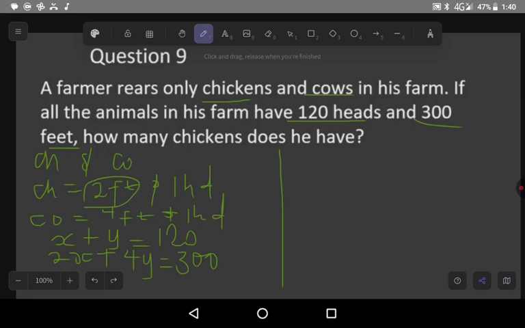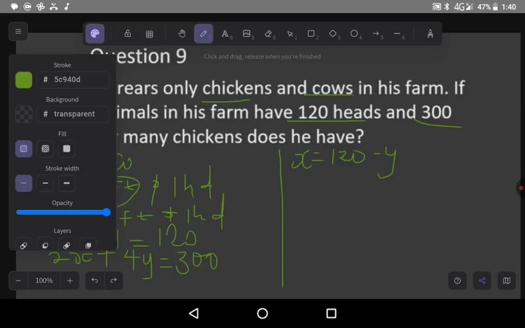So if I want to solve this simultaneous equation, right? There are many things I can do here. But one thing I can do is to use elimination or substitution. I can say x is equal to 120 minus y. So it simply means that wherever I see x, I can put 120 minus y.